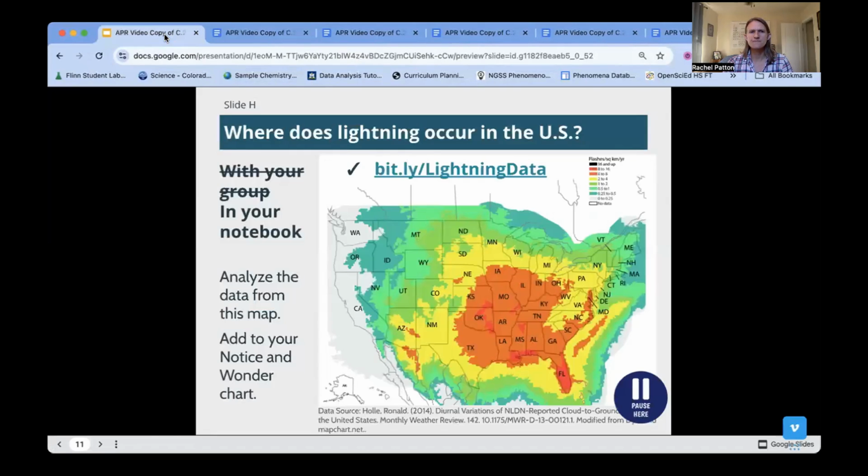You can pause here. And then keep adding to the same notice and wonder chart that you made before. Or if you ran out of space, feel free to make a new one. But just add your noticings and wonderings about this lightning data. Pause here to give yourself some more time. And then we will look at some more data.